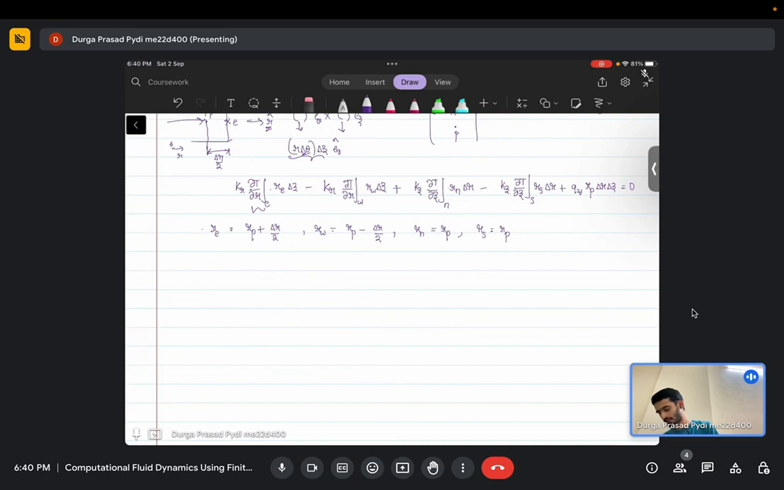So if you substitute this, dt dr along the east face is very similar to the previous expression. So we have T east minus Tp by delta r times Re delta z, Tp minus T west by delta r, T north minus Tp.